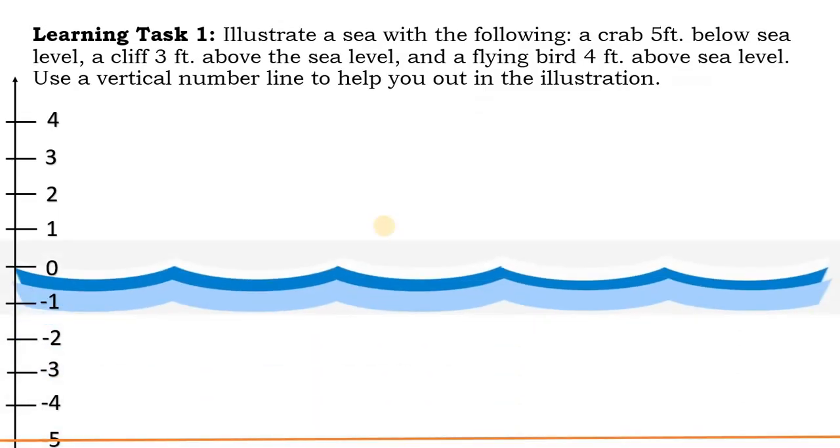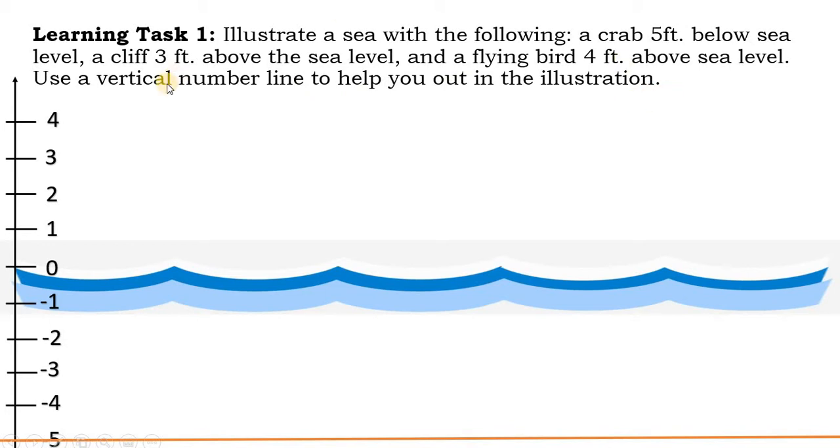Now, another illustration. Illustrate a sea with the following. A crab 5 feet below sea level, a cliff 3 feet above the sea level, and a flying bird 4 feet above sea level. Use a vertical number line to help you out in the illustration.